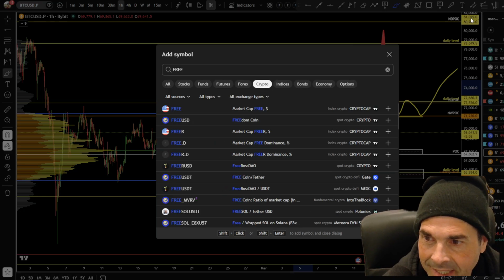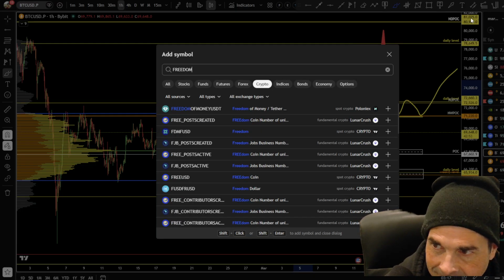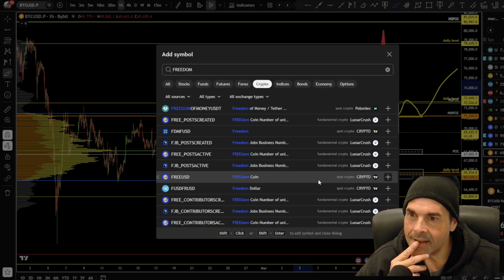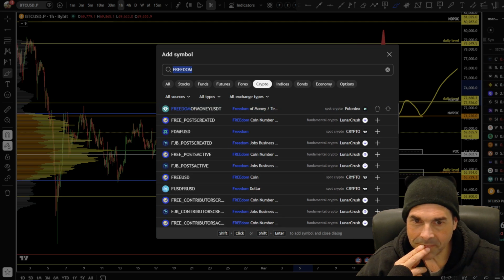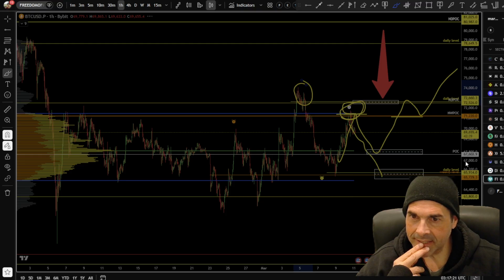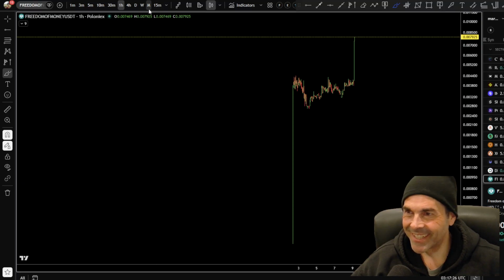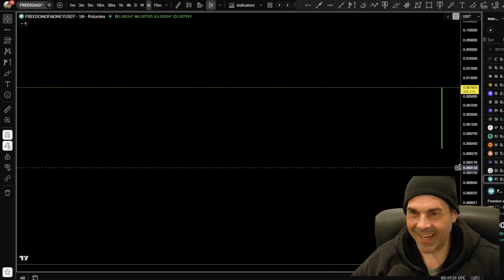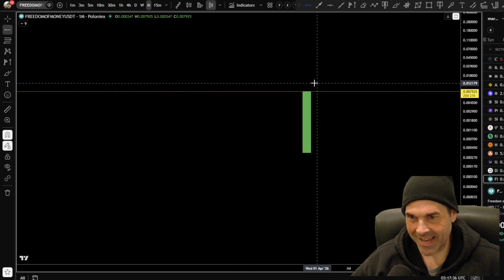Freedom coin? Is it freedom coin? Freedom of money. There it is. Poloniex. Where is it? Oh, that sucks. Can't even really trade this. Let's go take a look at this thing. Oh God, this is the 1 hour chart. You gotta love this. So how do you even TA this thing?